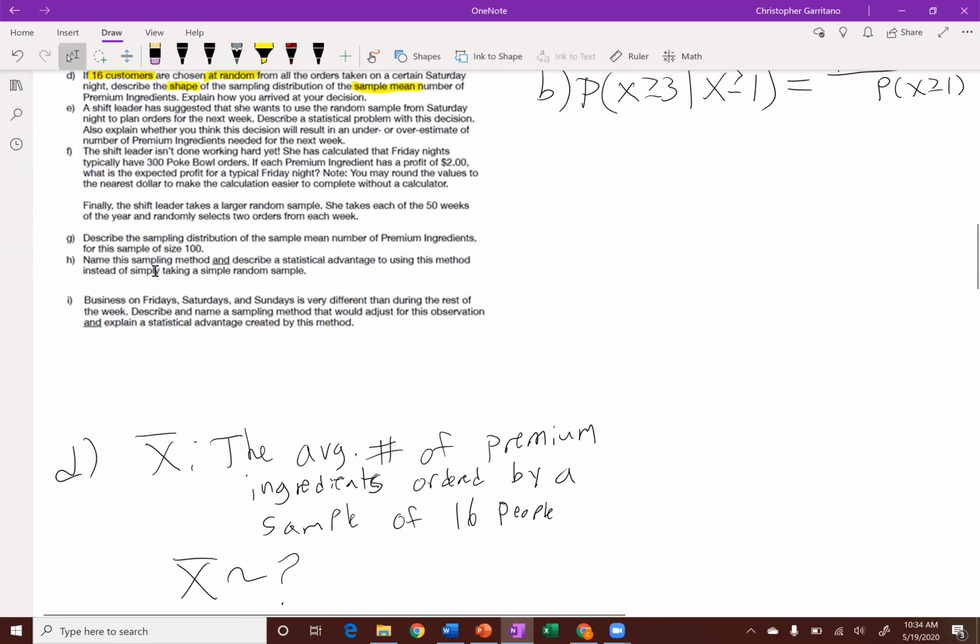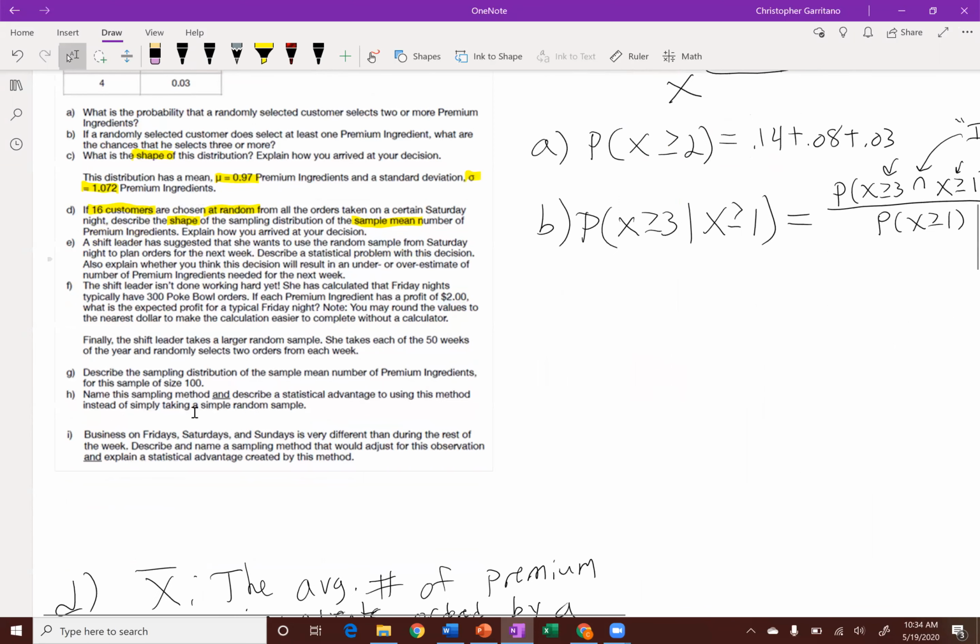All right, we're almost there, ladies and gentlemen. Describe the sampling distribution of the sample mean number of premium ingredients for this sample size of 100. Okay, so sorry, I skipped that. Finally, the shift leader takes a larger random sample. She takes each of the 50 weeks of the year and randomly selects 2 orders from each week. I don't know why there's only 50 weeks in a year, but I'm not arguing with it. It's fine. Now we describe the sampling distribution of sample mean number of premium ingredients for this sample of size 100.